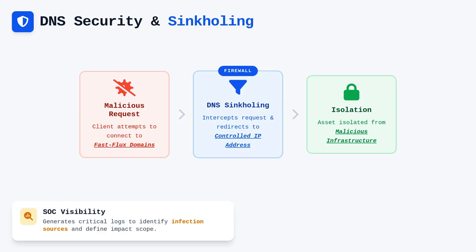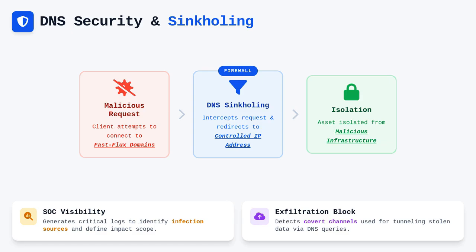This action also generates a specific log entry, which is invaluable for your security operations team as they search for the source of the infection and define the scope of the impact. Furthermore, these mechanisms can detect data exfiltration attempts, as the firewall can identify unusual DNS query patterns that suggest a covert channel being used to tunnel stolen data out of your environment.